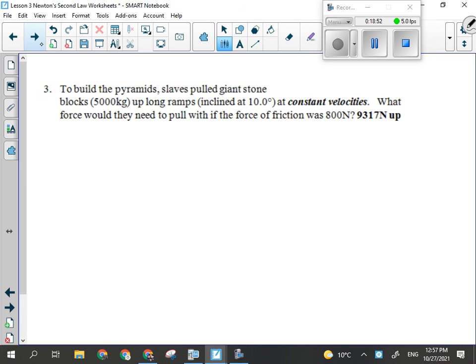Try this one. Keeping in mind the words that are in bold-faced italicized print are very important, which is why they're bold-faced and italicized. They tell you something very important about this situation. Let's just look at the setup for this.